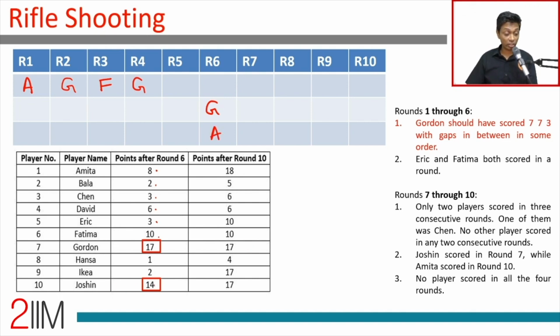Now let's look at Joshin. Joshin has got 14 points after round 6. This looks like it is 7 plus 7. He wouldn't have played in round 1, 2, 3, 4. He's played only in rounds 5 and 6. Both of them he has won.